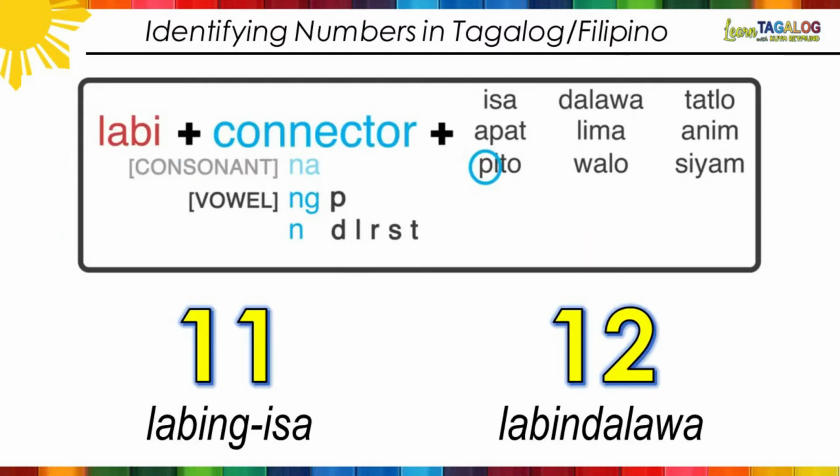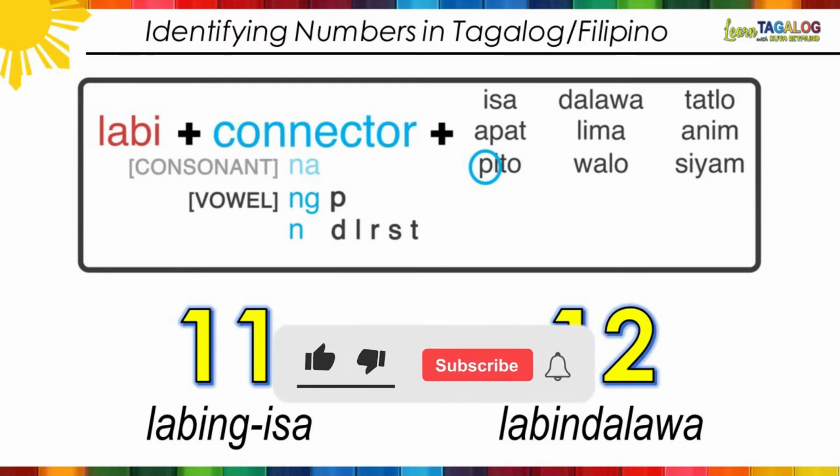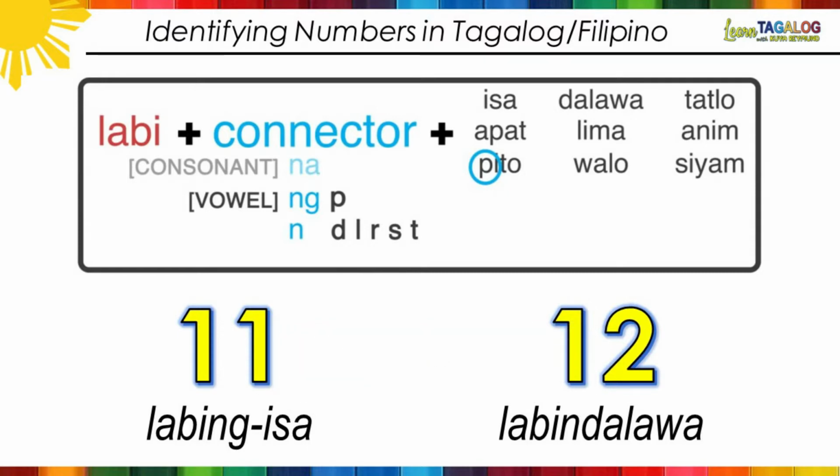And to say numbers from 11 to 19, this is what you are gonna remember. You'll have to use the word labi plus the connector, which is either na, ng, or n. So when you say 11, that's labing isa. And for number 12, that's labindalawa. You have to use the connector n since the word dalawa starts with a D.